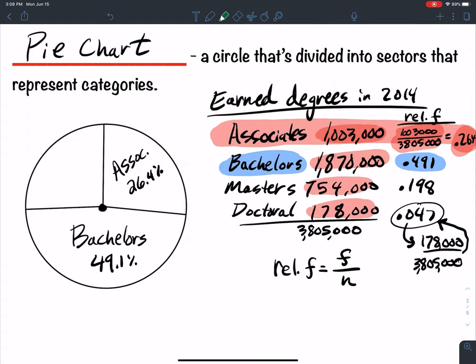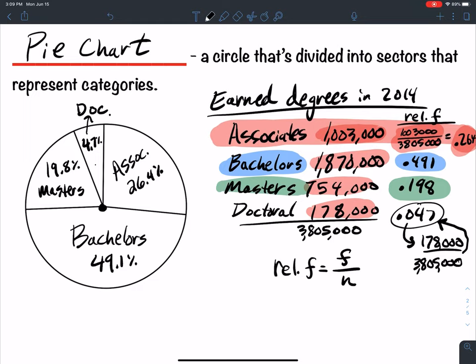And then master's looks like that's going to be about 20%, so not quite a quarter, but a little bit less, so 5% less of that, right? So this would be the master's, 19.8%. And then this little piece, this little guy right here, is basically 5%, we'll say 4.7%. This is the doctoral, okay? So that's how you would do it, all right?